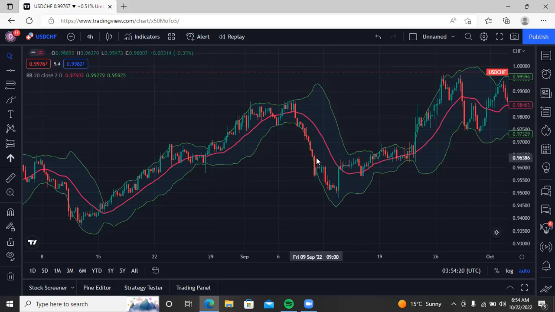Because once it traces itself inside, it will tend to come to this magnetic field before either breaking out of that particular level or doing what we call a consolidation again and then breaking out.